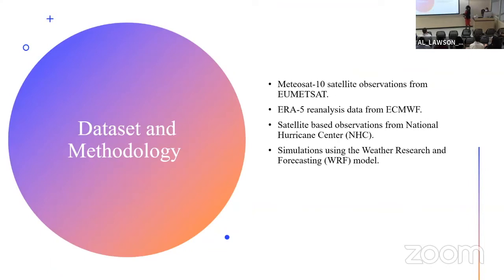Here's a little insight regarding our data set methodology. Again, our major data set was the Meteosat-10 satellite observations. That's how we got our radiances. We also used the ECMWF reanalysis data to get some idea of the synoptic information. We also used the National Hurricane Center observations as well, and of course the simulation from the Weather Research and Forecasting model.